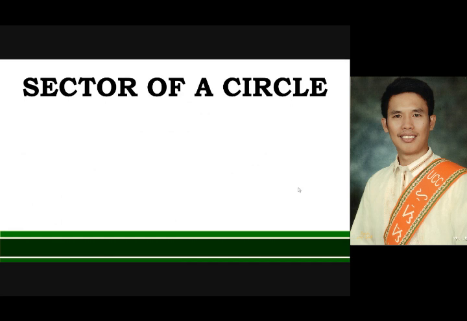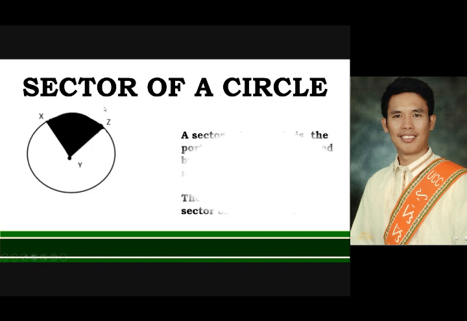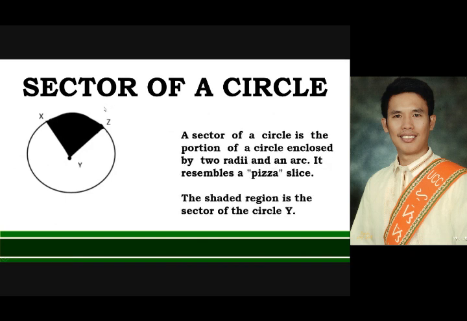Next one here is what we call the sector of a circle. Kapag sinabi nating sector, para tong pizza, no? Yung part na shaded area, that's what we call the sector of circle. Parang cutting siya ng pizza. A sector of a circle is a portion of circle enclosed by two radii. Okay? So, sabi rito yung shaded region, ito yung tinatawag nating sector ng circle. Okay, so let's start.